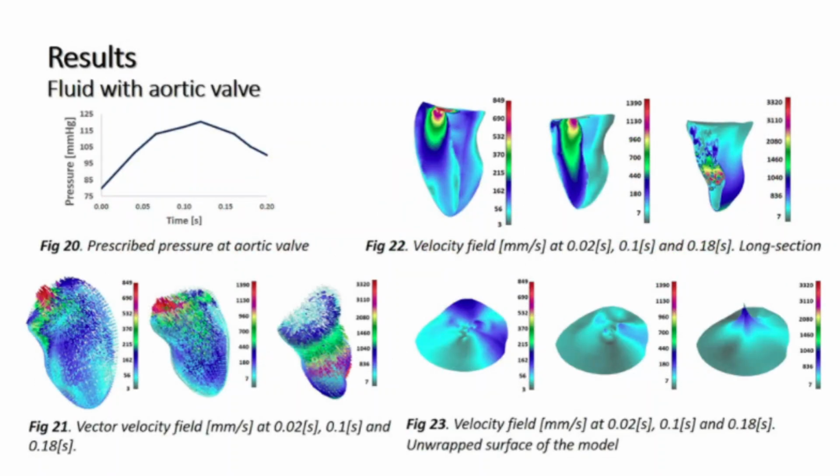Here we can see the results which we got from the fluid simulations. We include aortic values where we prescribed pressure, shown in figure 20. In figure 21, we can see the vector velocity field at 0.02 seconds, at 0.1 seconds, and at 0.18 seconds. We also show velocities at a long section of the left ventricle in figure 22. Finally, we show the velocity field at the unwrapped surface of the model.